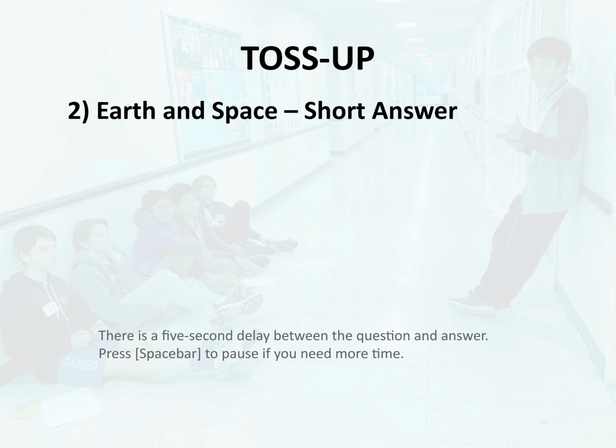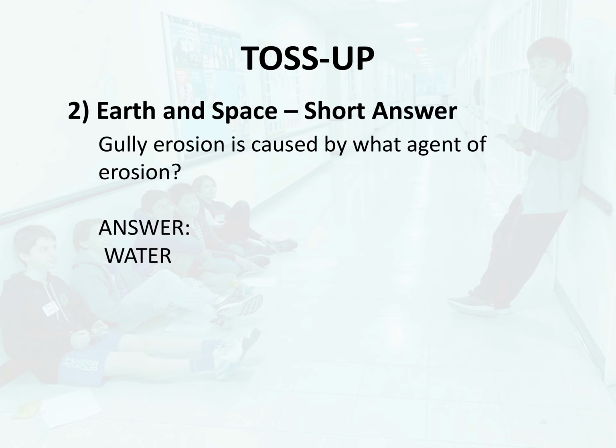Toss-up 2. Earth and space, short answer. Gully erosion is caused by what agent of erosion? Answer: water.